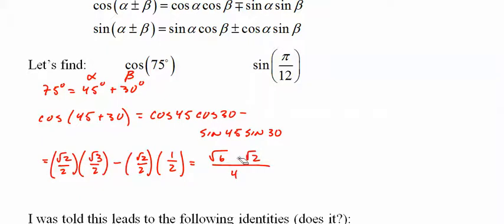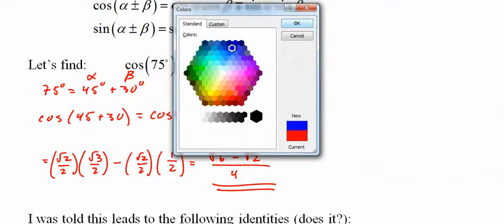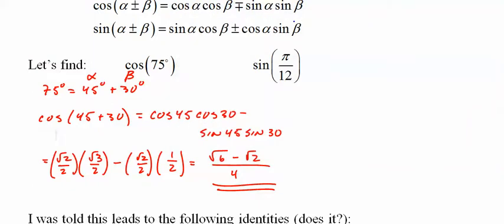Root 6 minus root 2. Root 6 plus root 2. Negative root 6 plus root 2. Negative root 2 plus root 6. Check it on your calculator. I'm not going to, again, in the interest of time. Put in cosine of 75, make sure you're in degrees, and then put in this formula. You'll get the same thing.